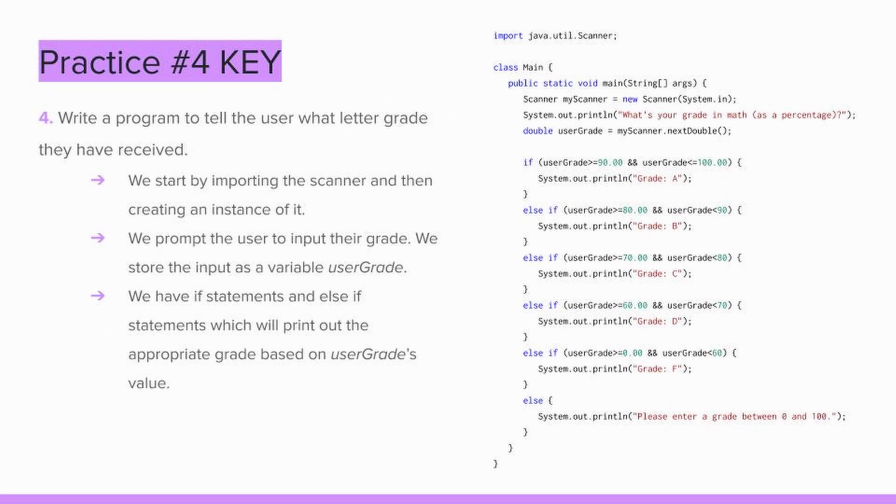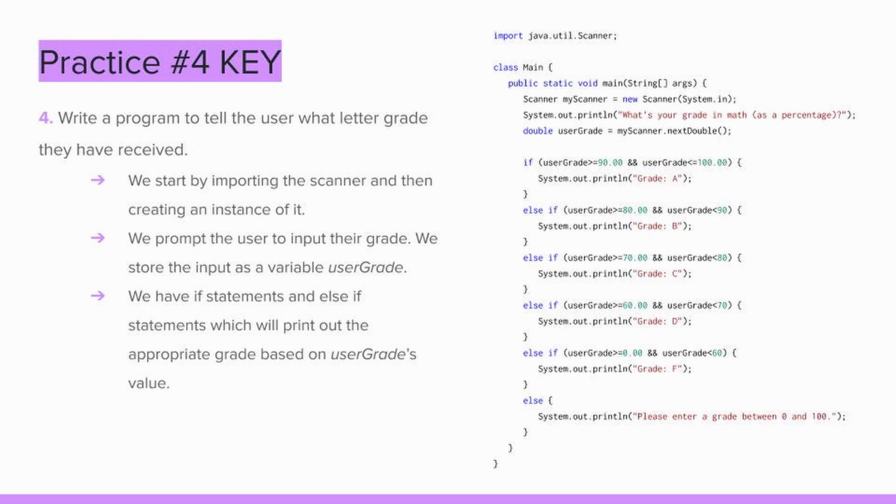Here's the key. Like the previous problems, we start by importing the scanner at the top of the file. Then we create an instance of it in the main method. Then we'll print out a message to ask the user what grade they got in math. We'll store this value, userGrade, as a double, but you can store it as a float if you want to.